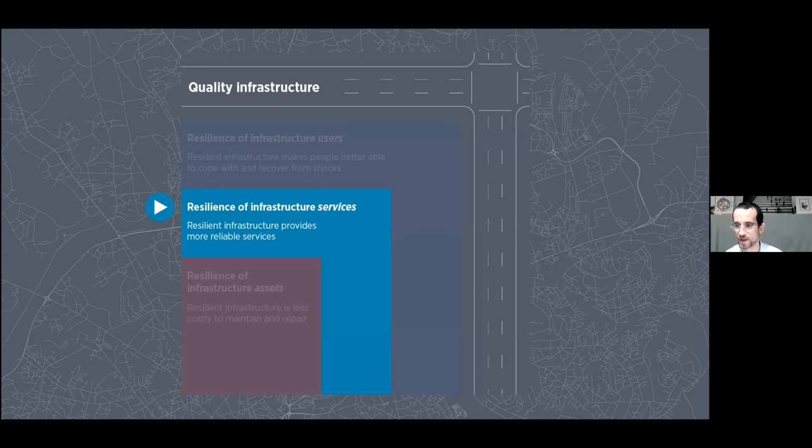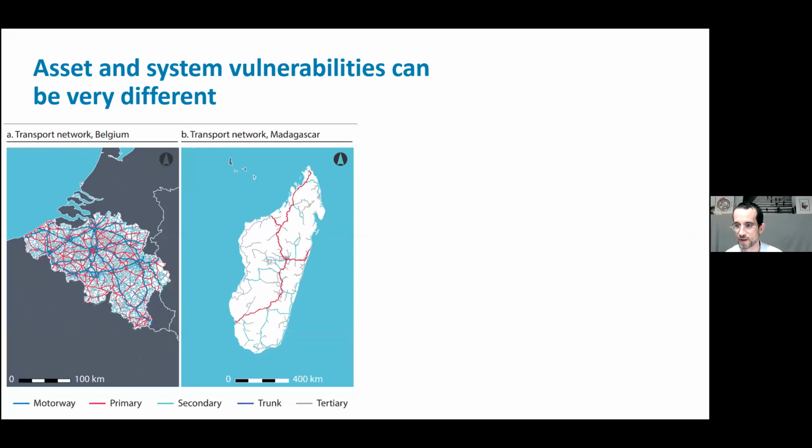But then we move to the system level, and then it gets more complicated and also more interesting. So let me use this comparison of Belgium and Madagascar to illustrate that. At the World Bank, when we work on the new roads, we do an economic analysis of that road, but in most cases, we do it only for that road, and we don't have an analysis of the full network.